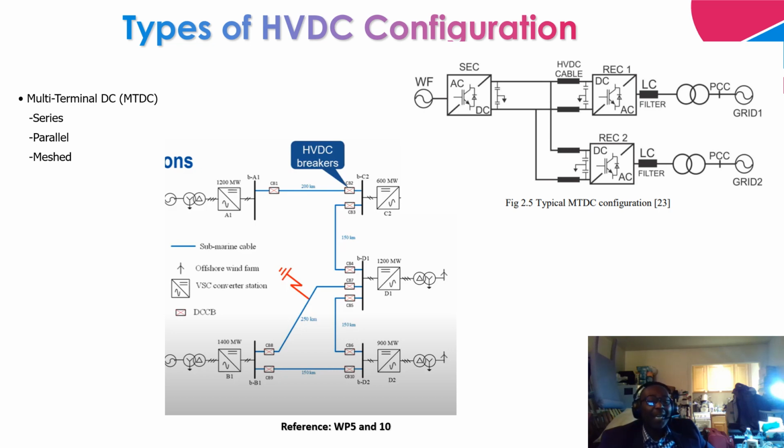Next is 1, 2, 3, 4, 5. So this is a 5-terminal multi-terminal DC configuration. So on this side, these are converters. These converters are basically integrated to a wind farm, right? Okay, so you have a wind farm that is integrated to this converter.